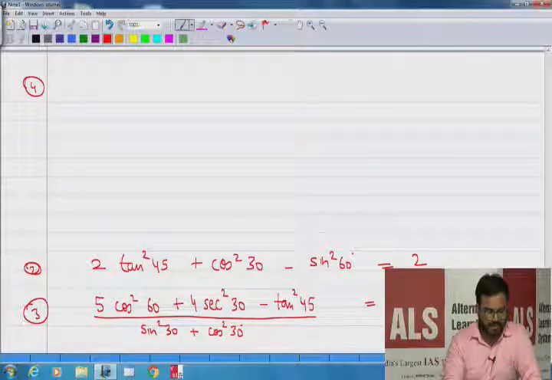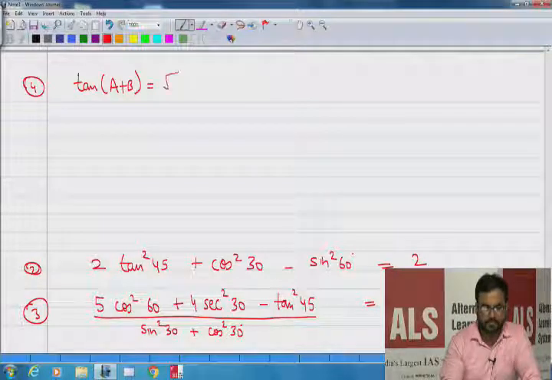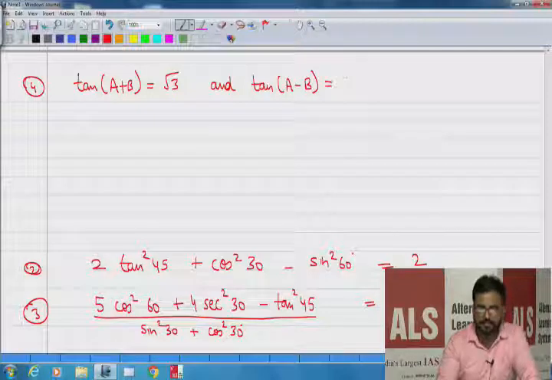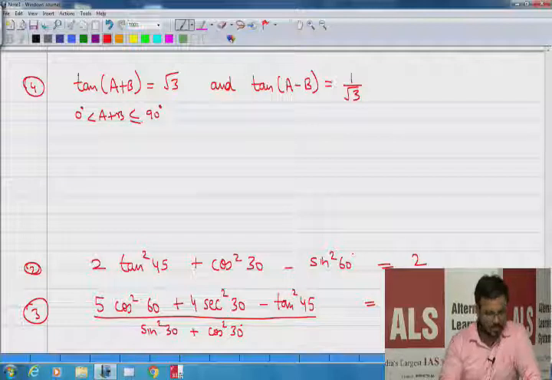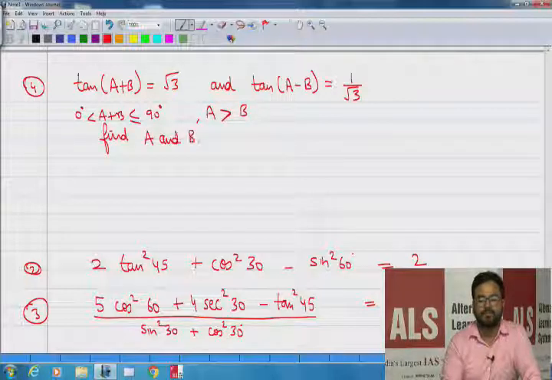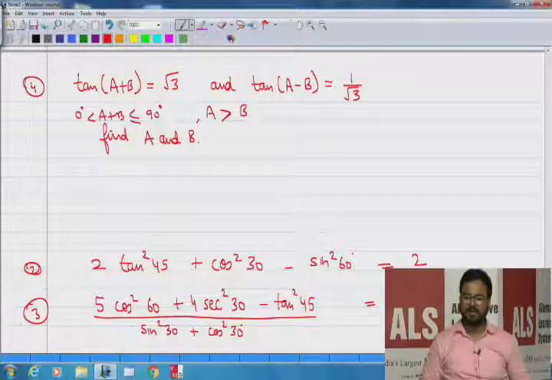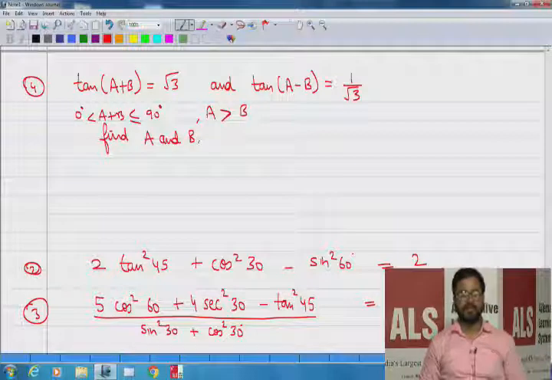Like if it is given like this, tan of a plus b is equal to root 3, and tan of a minus b is equal to 1 by root 3, and it is given that a plus b is greater than 0 degree and less than 90 degree, a is greater than b. Find a and b. Try this one, 1 minute time to solve this one, then I will help you on this.